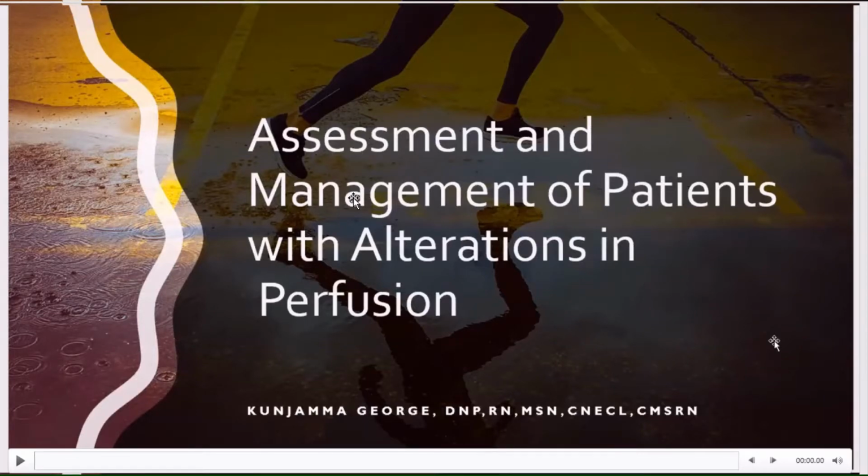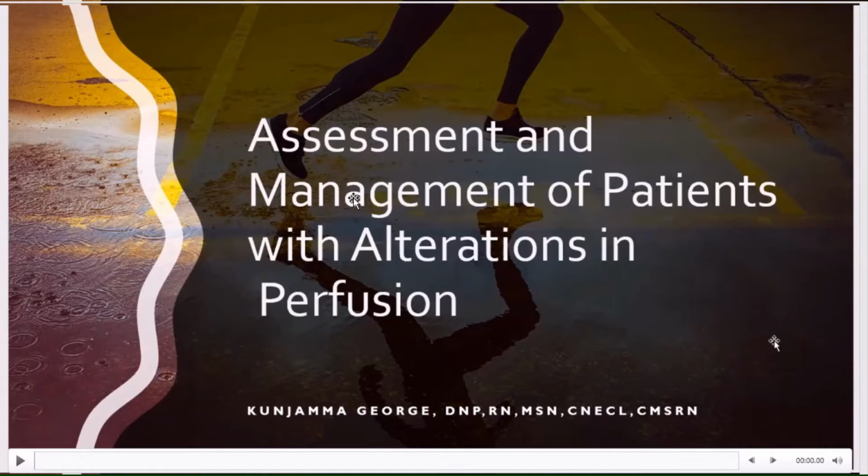Hello everyone, this is Professor George, and today we will be learning about assessment and management of patients with alterations in perfusion. Whenever there is a problem with perfusion, patients will have different types of vascular diseases. Today we are going to be looking mainly at peripheral vascular disease, which is a leading health concern, and it is of increasing incidence due mainly to obesity, diabetes, and an aging population.